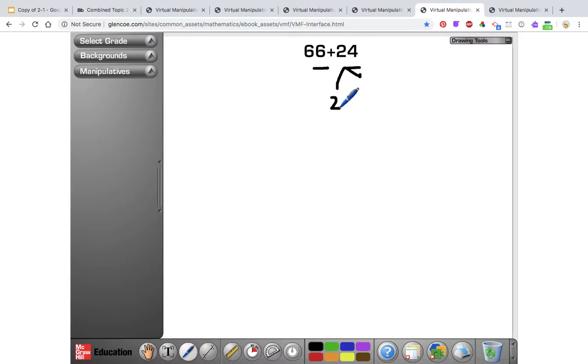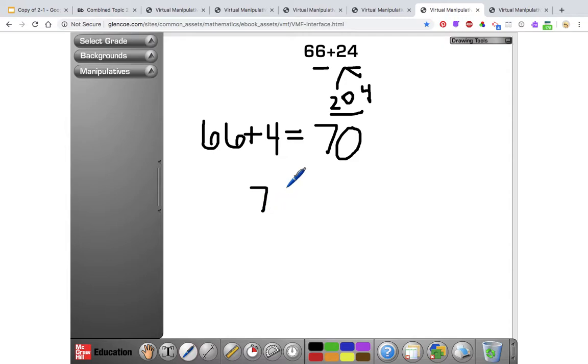So I'm going to make 24. I'm going to borrow the 4 to make it into a 20 and a 4. So now I have 66 plus 4, and that makes 70. So it's an easy group of 10 to add. And then I still have the 20 left. So I do 70 plus 20, which is 90.